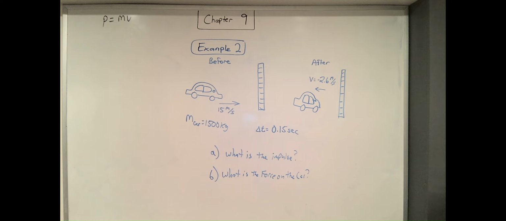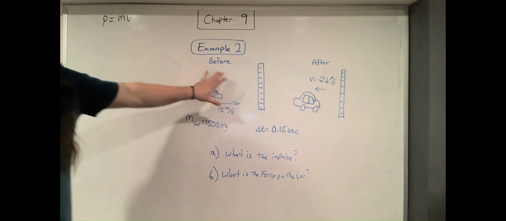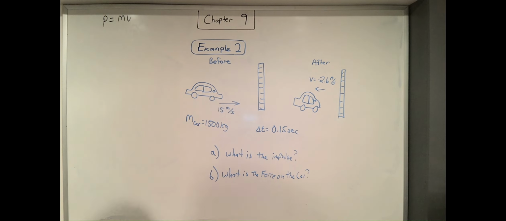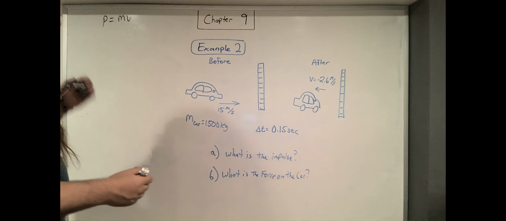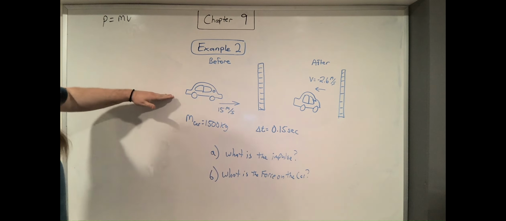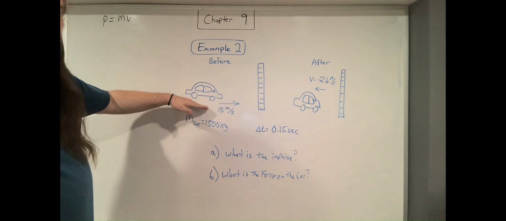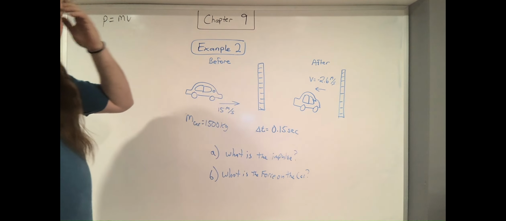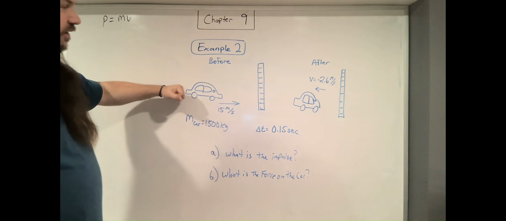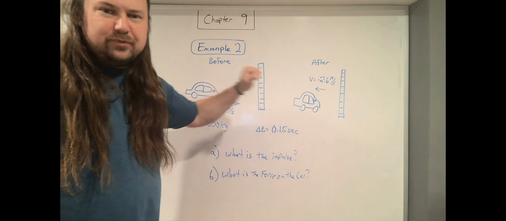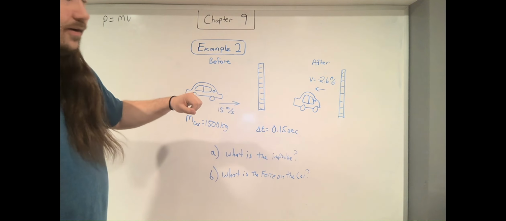Example 2. So this one, again, we have a before and we have an after. So we kind of realize, okay, this is a momentum question. In this one, it's a little bit different. We have a car coming in. It's going 15 meters per second, and it's going to collide with a brick wall. Once that collision occurs, it hits the brick wall. The front of the car gets all smashed, crumples up, and it bounces back off of the wall.